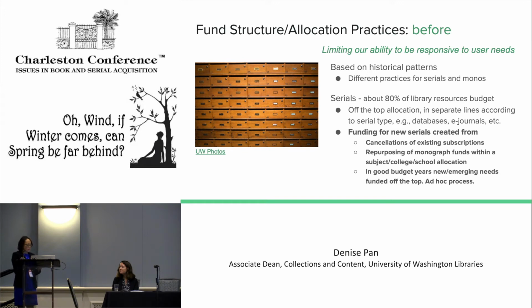Subject lines with historically small allocations found it incredibly difficult to order new databases or journals, no matter how relatively inexpensive, because they had to draw upon their monograph allocations to start that new print or electronic subscription. The end result is that our fund structure and allocation practices limited our ability to be responsive to user needs.